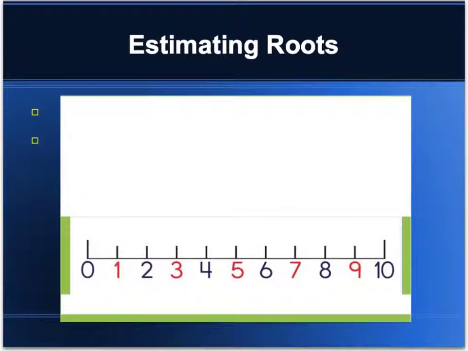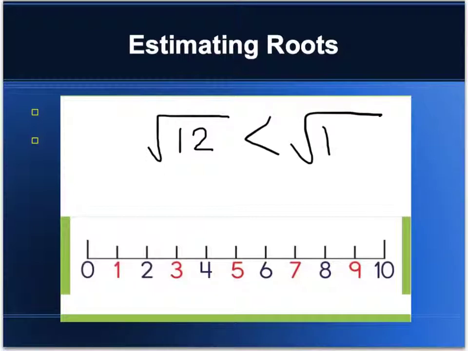But what are we going to do if I asked you to locate on the number line the square root of 12? That's going to be a little bit of a problem now because we've only got numbers along the number line that help us with our perfect squares. What are we going to do? Well, one of the things that I can notice is that 12 is less than 16. So the square root of 12 must be less than the square root of 16.